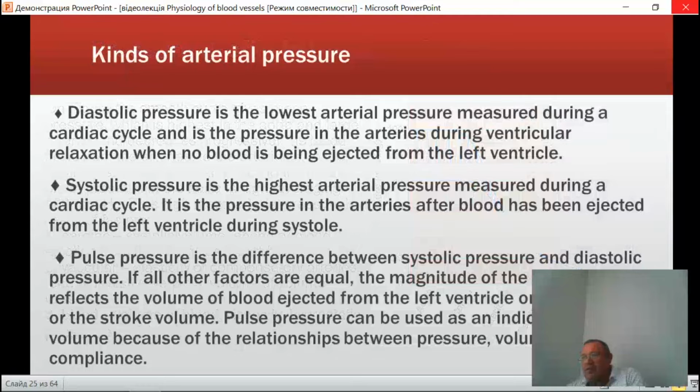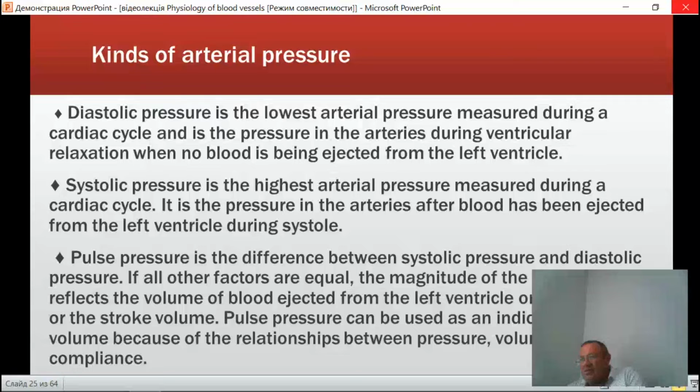Next, information about kinds of arterial pressure. First, information about diastolic pressure. It is the lowest arterial pressure measured during a cardiac cycle and is the pressure in the arteries during ventricular relaxation, during diastole, when no blood is being ejected from the left ventricle.